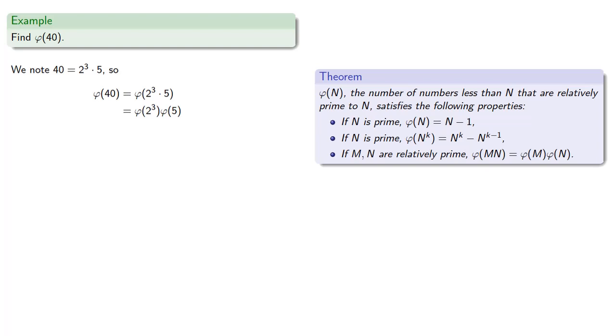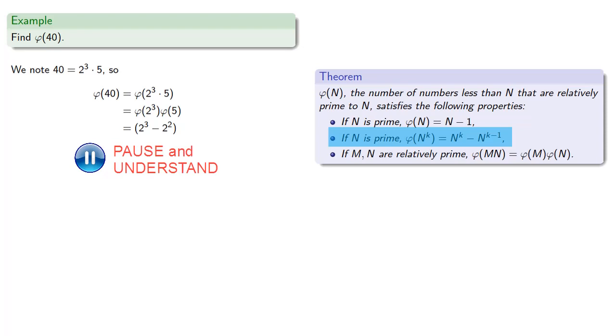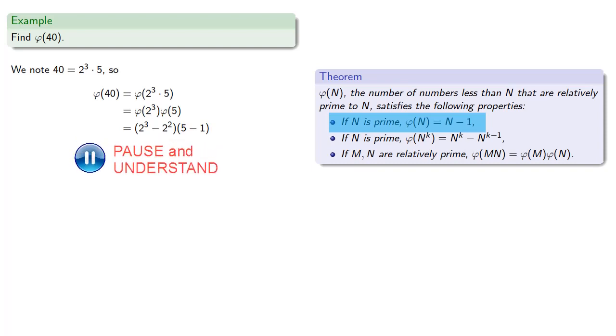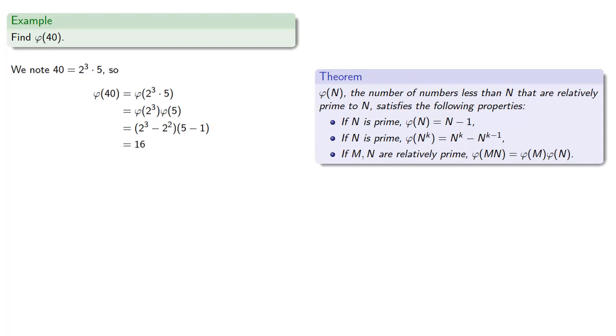2 to the third is a power of a prime number. And so that phi value is going to be 2 to the third minus 2 to the second. 5 is prime, so phi of 5 will be 5 minus 1. And after all the dust settles, we find that phi of 40 will be 16.